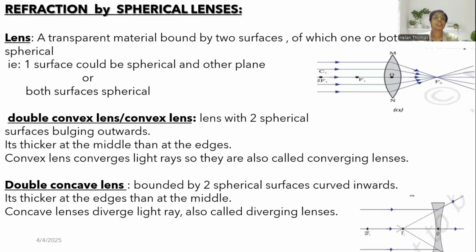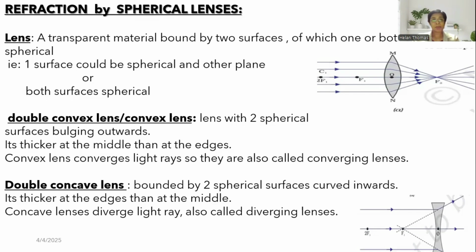Hi, my dears. Today we'll be discussing refraction by spherical lenses. First we will see the definition of a lens. A lens, in contrast to the mirror, has transparent material on both surfaces. That is, it's a transparent material bound by two surfaces, of which one or both surfaces are spherical.